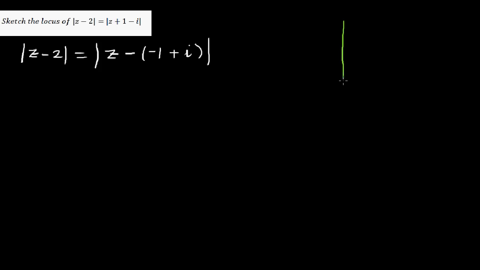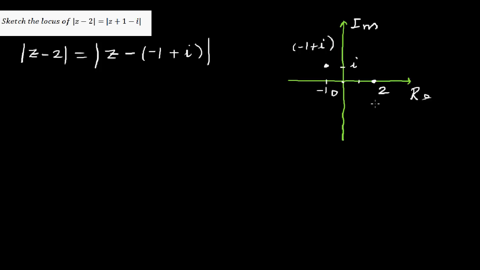Modulus of z minus 2 means, say this is 0, this is the real axis, and this is the imaginary axis. So 2 comes here, this point is 2. And this is minus 1 plus i. So this is minus 1, and this is plus i. This point is minus 1 plus i. So you're thinking of all the points which are at an equal distance from these two points. Well, that is going to be a straight line.